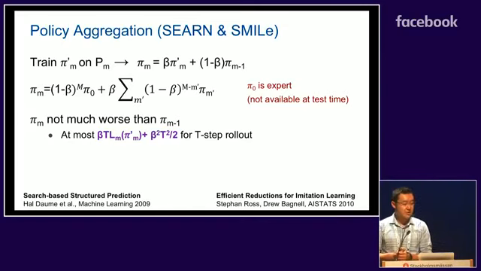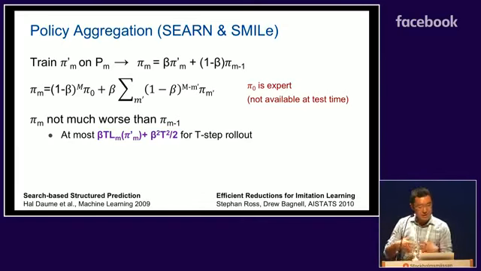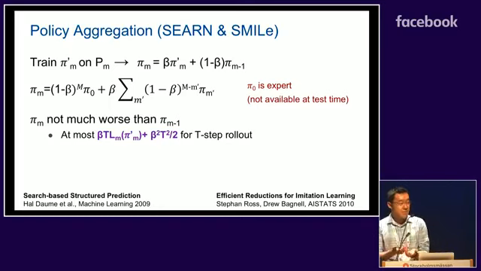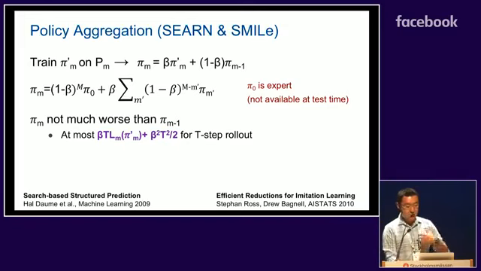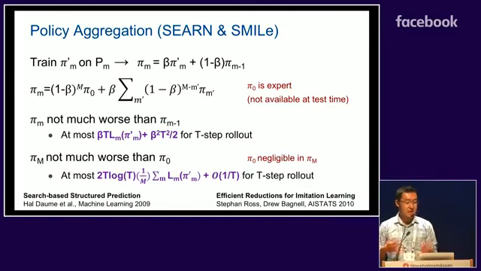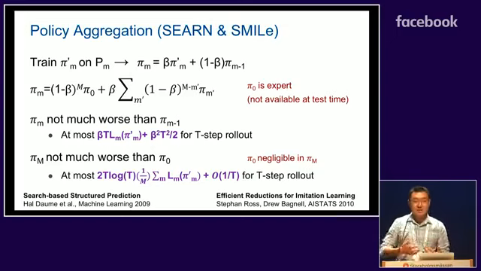The way that you think about analyzing policy aggregation is analyzing that at each iteration of learning, pi sub m is not that much worse than pi sub m minus 1. In particular, it's at most the quantity in the purple. And by induction, that means that pi sub capital M, the last policy we train, is not that much worse than pi sub naught, which is the expert, right? So now we've trained a policy that's not that much worse than the expert, and there are ways to cancel out the expert in pi sub capital M because it's negligible, because its influence on pi sub capital M decays exponentially.